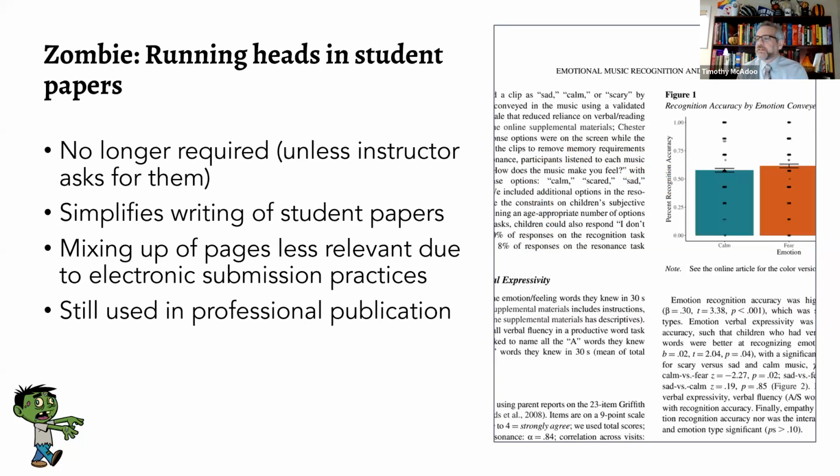And finally, our last zombie here is running heads. So running heads are the text at the top of an article that helps the reader see at a glance which article this page is from. In this case, it's emotional music recognition and resonance at the top. And it's helpful if you're flipping through a printed journal and trying to find an article, or if you're online but you have like 10 articles open and you just want to quickly get back to one or another.